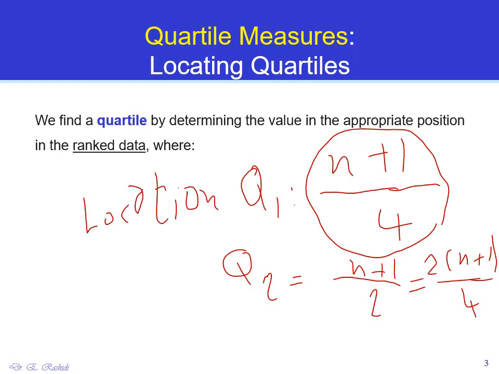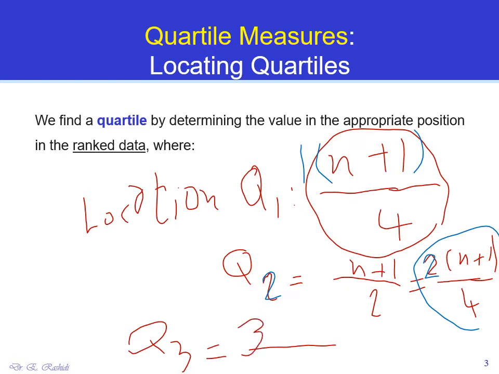I can actually write the first formula like this. So this is the first quartile. That would be 1 multiplied by n plus 1 divided by 4. For the second quartile, it's 2 multiplied by n plus 1 divided by 4. And you can guess it for the third quartile, right? The third quartile formula would be 3 multiplied by n plus 1 divided by 4. So these are going to give you the positions for the quartiles.